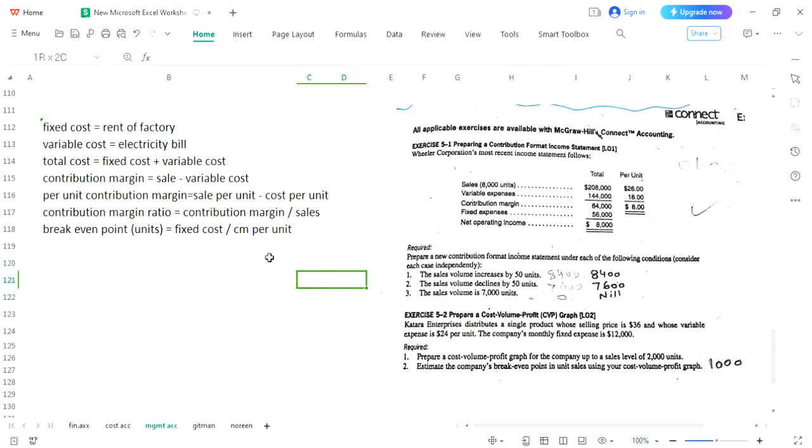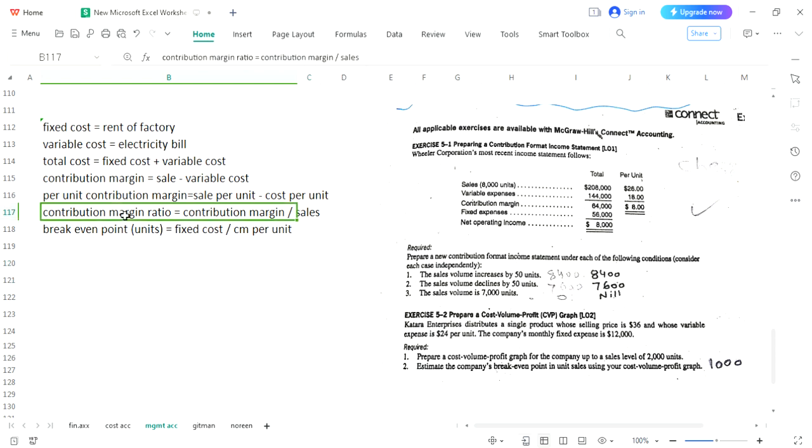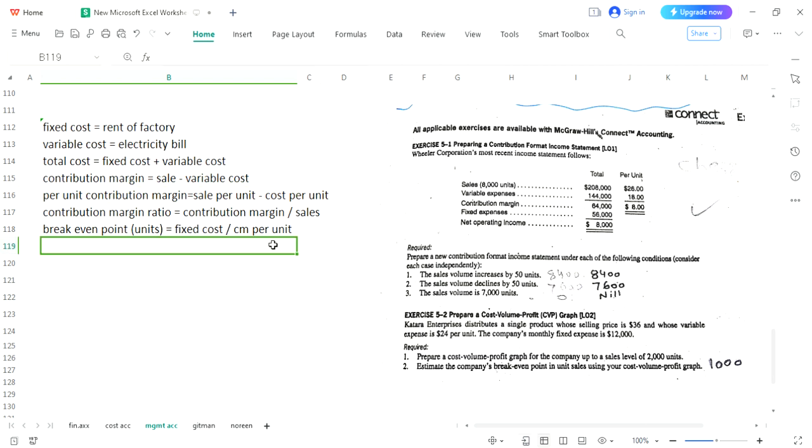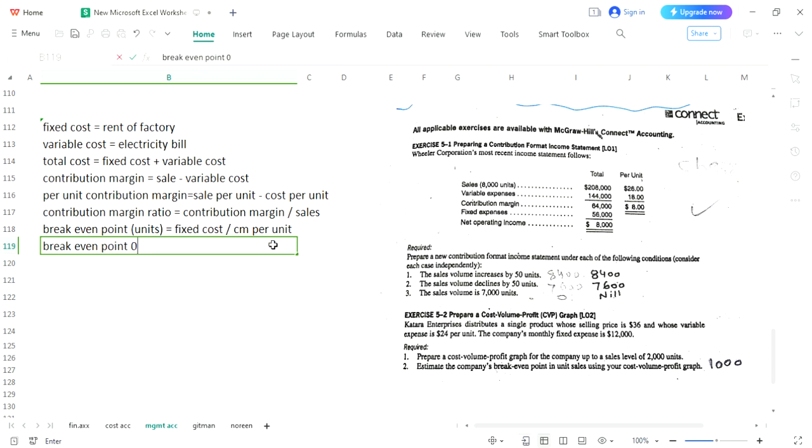So here, break-even point in terms of units, how did you calculate it? Fixed cost divided by CM per unit. And this is your CM per unit, CM for contribution margin. So per unit CM you have calculated over here. You will use the same per unit and divide your fixed cost by CM per unit. And then you need to find break even point, but in terms of dollars.